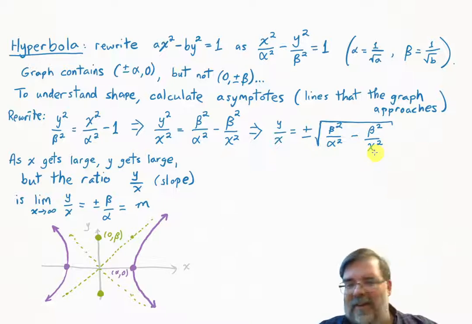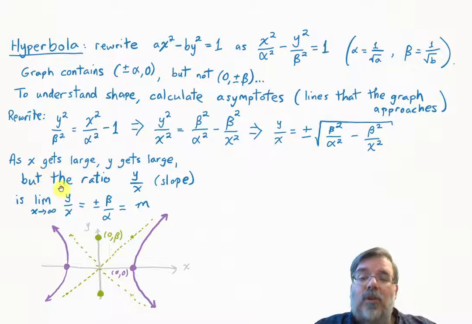Don't worry about that yet. The key idea is this. As we travel along the graph, as the value of x gets large, y is also going to get large. But this ratio, this value of y over x, which is our slope, what happens to that?